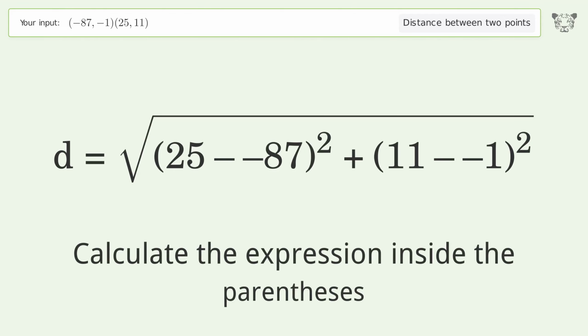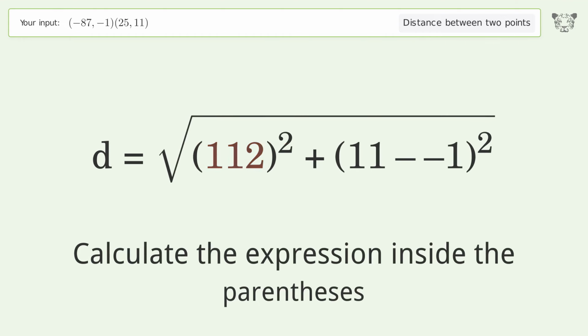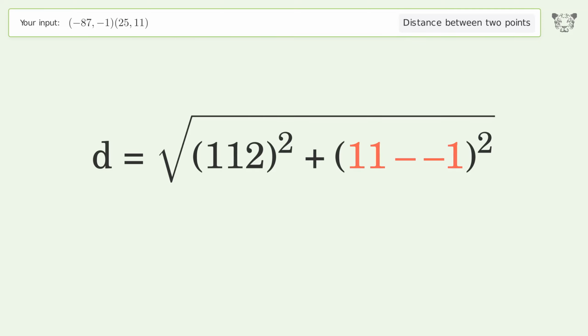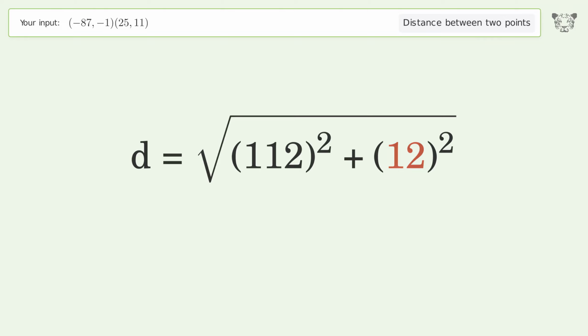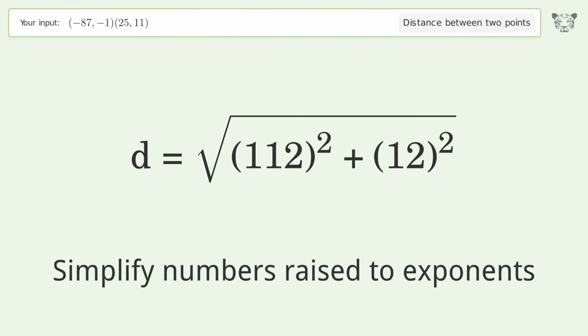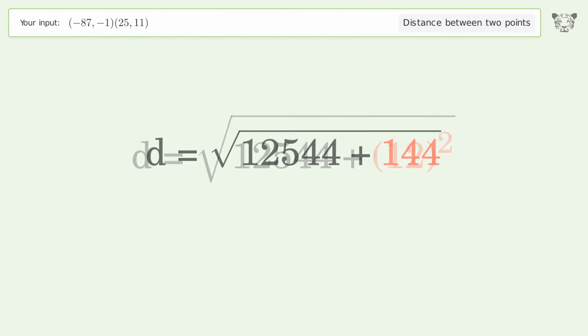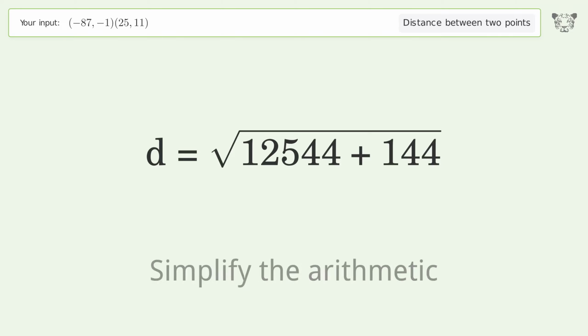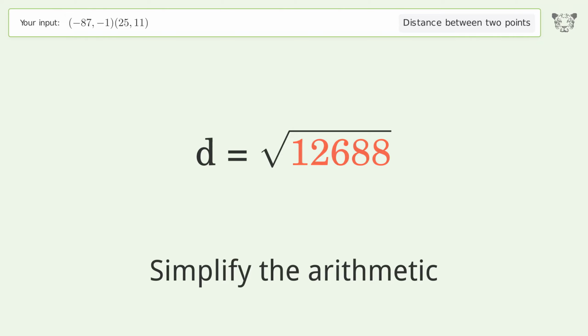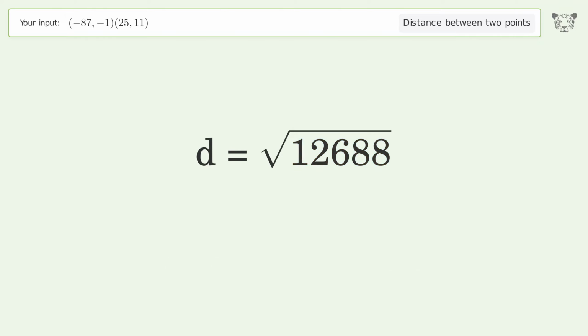Calculate the expression inside the parentheses. Simplify numbers raised to exponents. Simplify the arithmetic. And so the distance between the 2 points is the square root of 12,688, or 112.641.